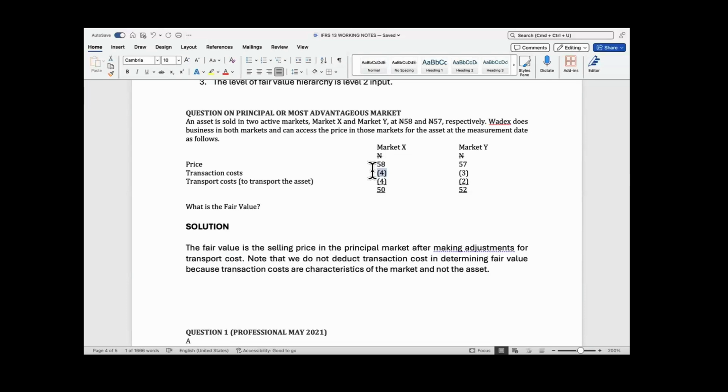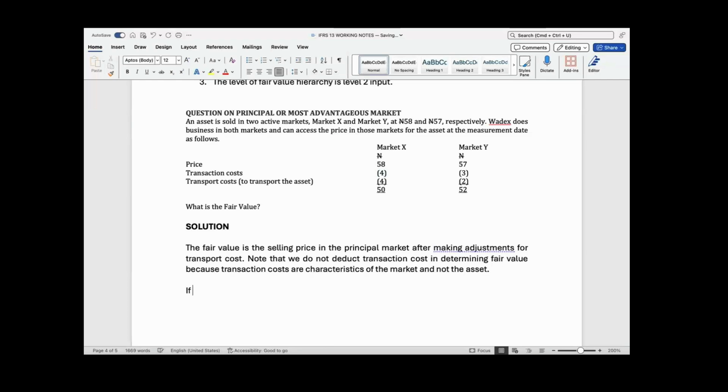So examiner, in the exam, you always find this: as far as determination of fair value is concerned, in the principal market or most advantageous market, you need to ensure that you do not deduct transaction costs. You totally ignore it.